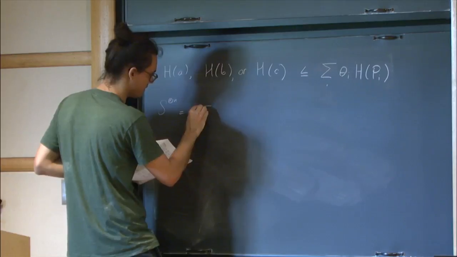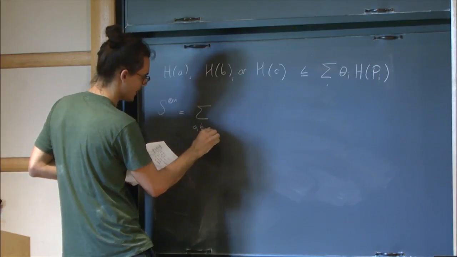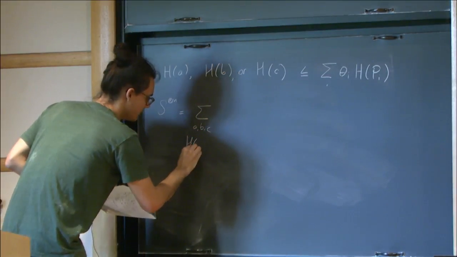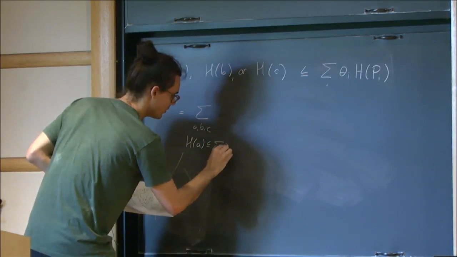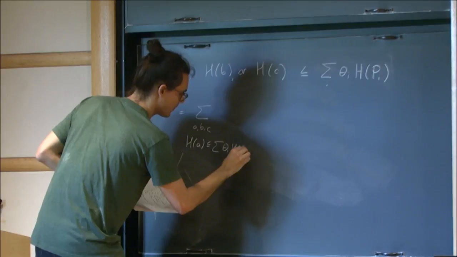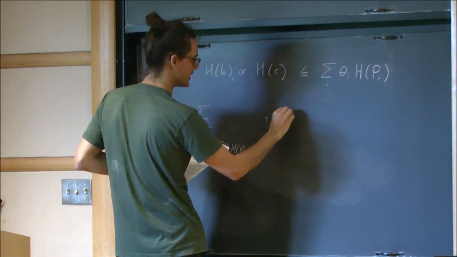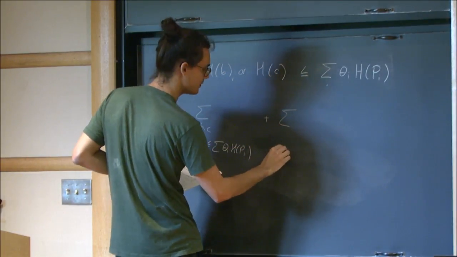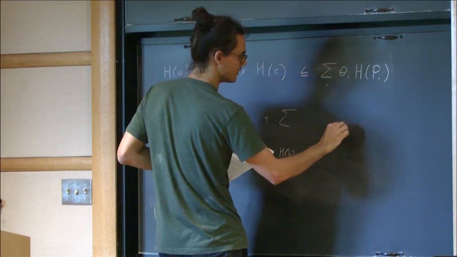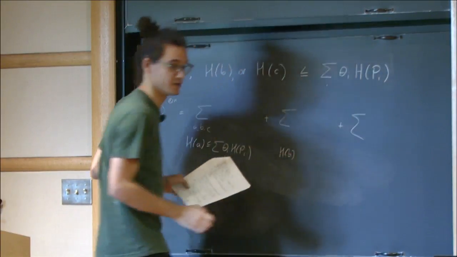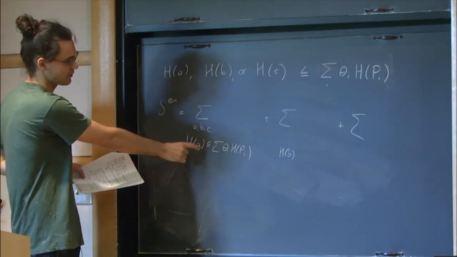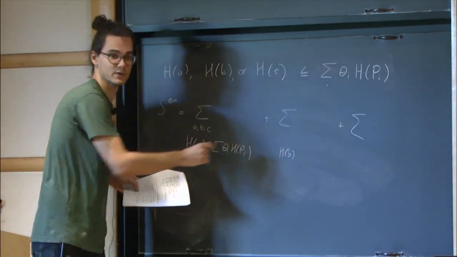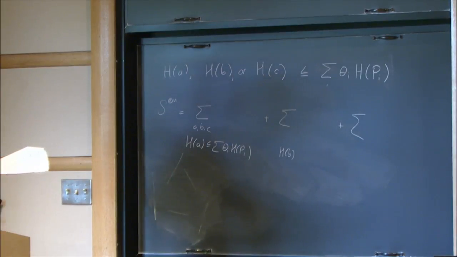What you do is the first sum goes over all the A, B, C where the entropy of A is smaller than this. The second sum you do the same, but then for B. And the third one you do the same, but then for C. So I'm splitting it up according to whether the h of A is small, whether the h of B is small, or whether the h of C is small.